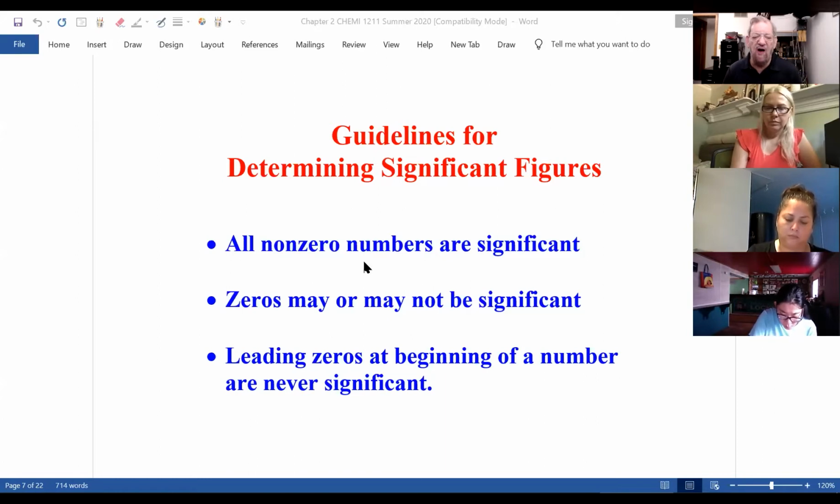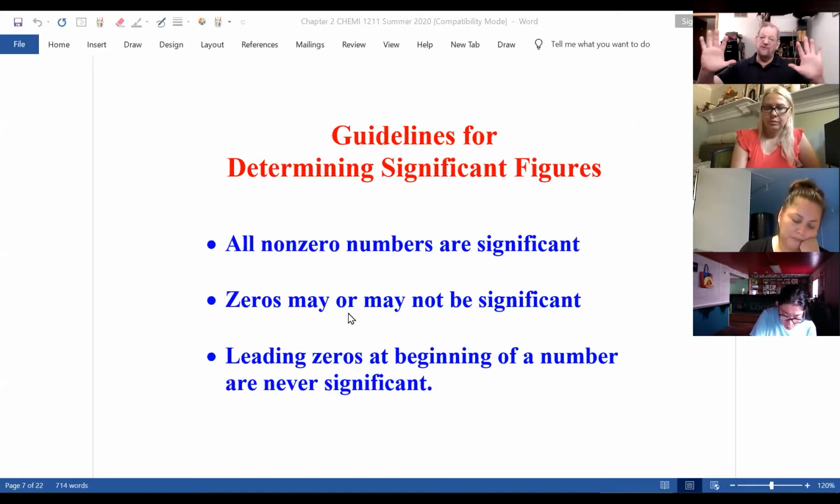All right, first of all, non-zero numbers are significant. So if you have a non-zero number, it's always significant. Now, zeros may or may not be significant. Wow, that's really helpful. Let's go through this.